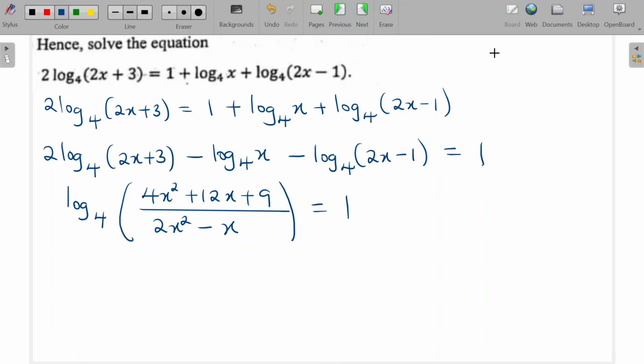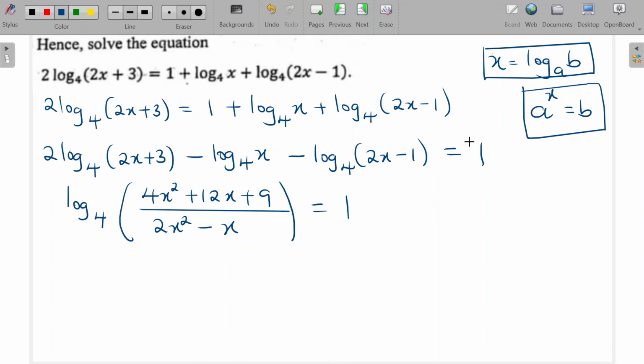Now remember what I said. If you have a logarithm, to say that x is equal to log a of b, the a is the base and the x is the power, and the solution is the b. So this is in exponent form, and this one is in logarithm form. So how can we change from a logarithm to an exponent? Because that is the simplest way we can solve this equation.